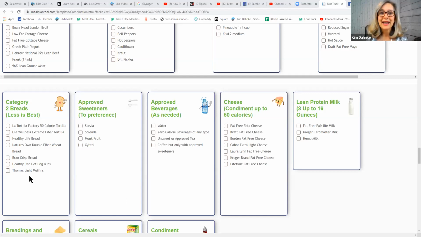But let's look at category 2 breads. Here's a hallelujah moment. There are over 60 approved bread or bread type items in the category 2 category, which is amazing, the fibrous carb category.